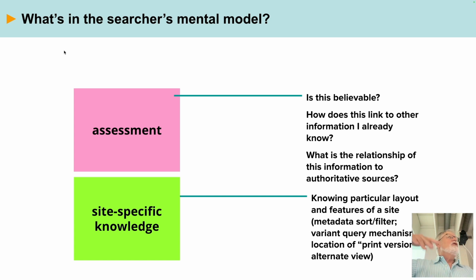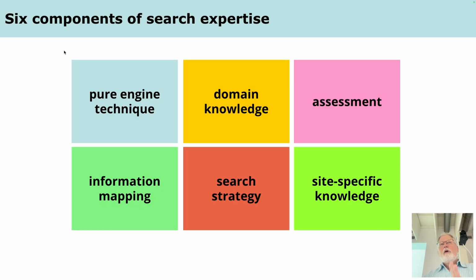the layout of the New York Times website is different than the layout of, say, the BBC's website, or name your favorite newspaper, right? Knowing how those things are organized. So we identified these 6 different areas of a mental model. Notice that this is not prescriptive, it's just descriptive.